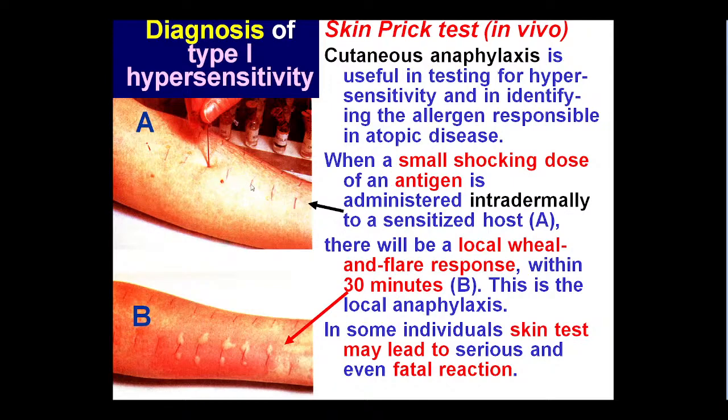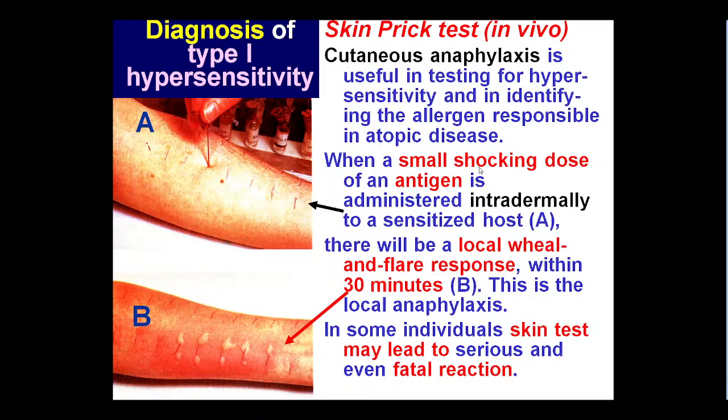How is it performed? On the surface of the arms, usually many pricks are made, and these intradermal injections deliver very small portions of known allergens.